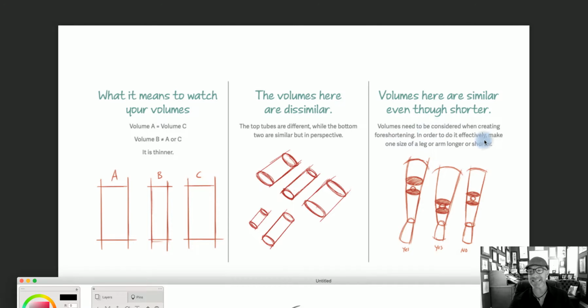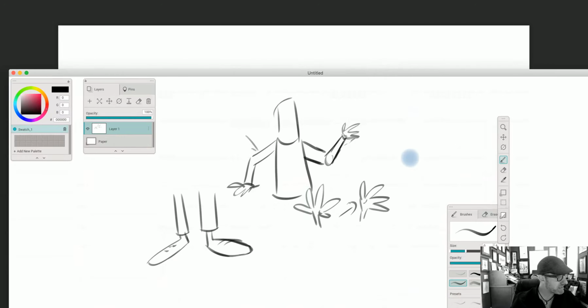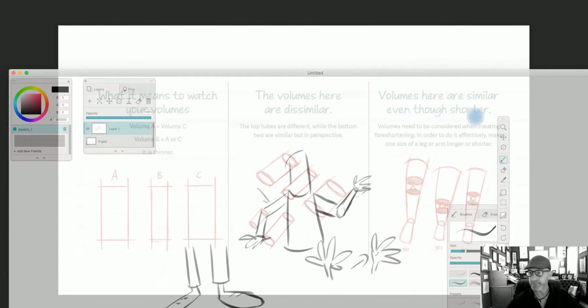Volumes need to be considered when creating foreshortening. In order to do it effectively, make one side of a leg or an arm longer or shorter. What I'm showing here is where the foreshortening comes from, where we can start to play with that. Here I can see that the legs are very even. It doesn't feel like the leg is bending.